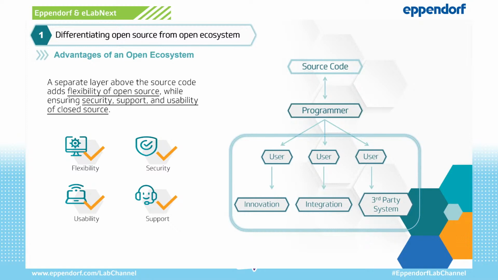In conclusion, an open ecosystem is the ideal combination of the flexibility of an open source software, which allows users to personalize their software to fit exactly to their workflow without any limitations, and the quality of a closed source software, which ensures security, support, and usability.